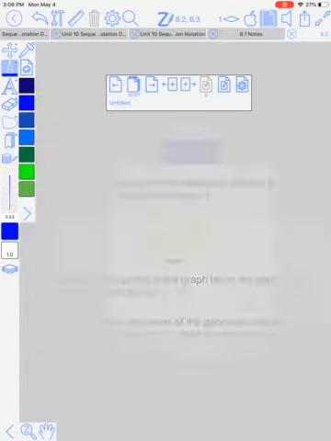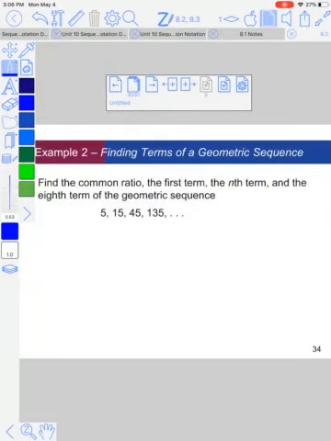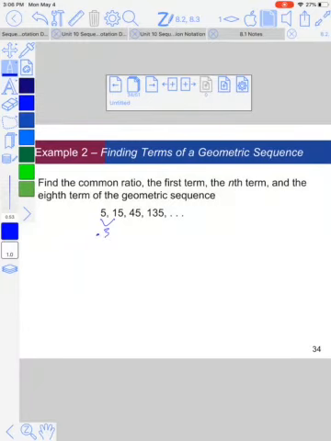Okay, let's look at slide number 34. Slide 34 says, first of all, find the common ratio. Again, maybe you see it. From 5 to 15, that's a multiply of 3. 15 to 45, that's times 3. 45 to 135, that's times 3. If not, divide them. You'll see it. Our common ratio is 3.